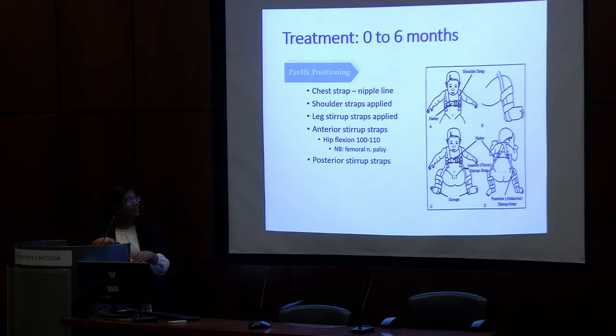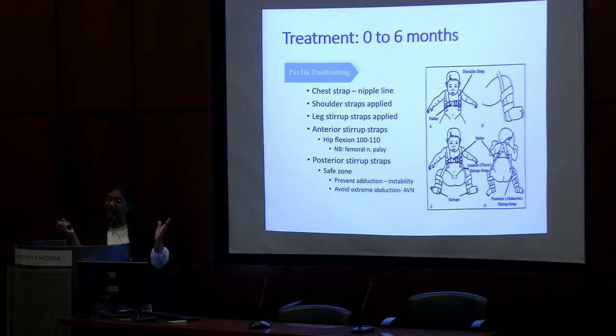Okay? The posterior straps give you that safe zone. So the safe zone is the point between maximal abduction that will cause AVN, or avascular necrosis, and the point at which the hip becomes stable in adduction. Okay? And that's what your posterior straps are trying to do. They're trying to keep the hip in that zone of stability without causing a complication.